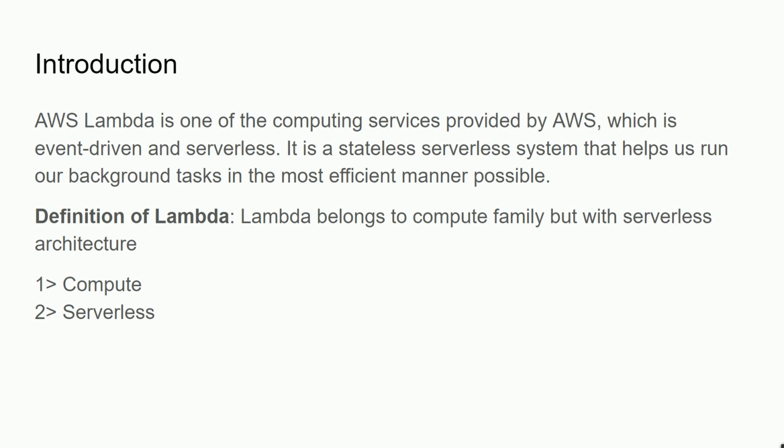AWS Lambda is one of the computing services provided by AWS which is event driven and serverless. When we talk about event driven, that means if a certain event has been created or some event has occurred, that will trigger one additional event which is defined on the AWS Lambda. It is a stateless serverless system that helps us run our background tasks in the most efficient manner possible.